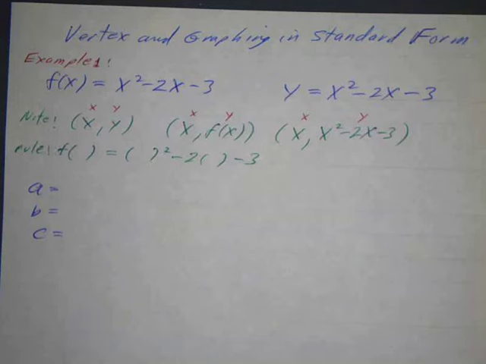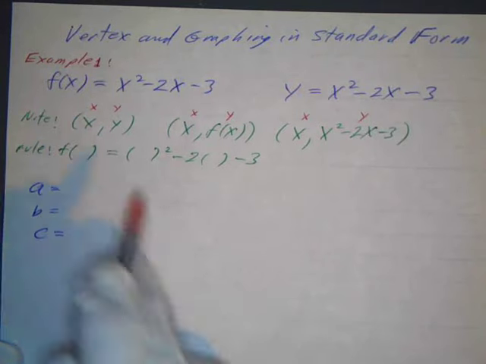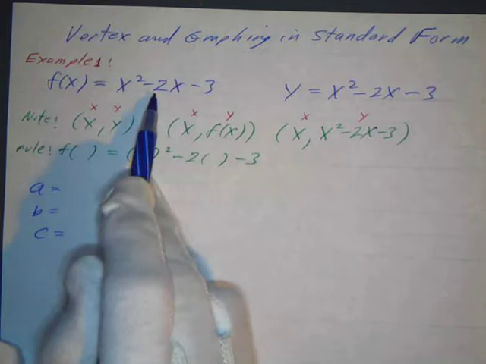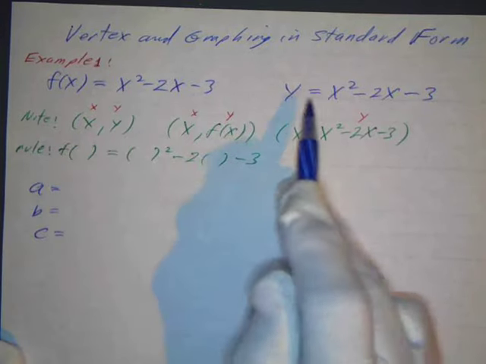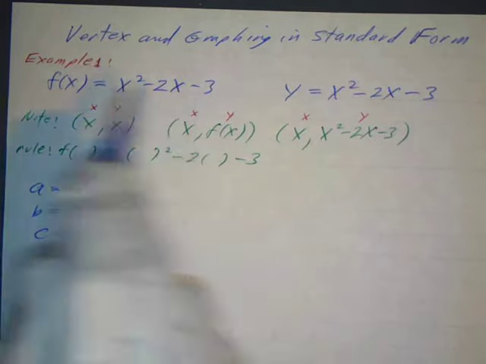Okay, here's an example of finding the vertex and graphing when we started with an equation of a function in standard form. And I wrote a few things down here that might be helpful. In other words, here's our example. We're going to try to graph this guy over here. f(x) = x² − 2x − 3, or same thing, y = x² − 2x − 3. So this is our rule.